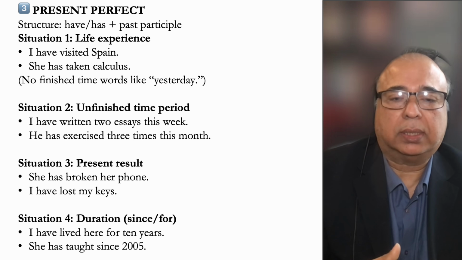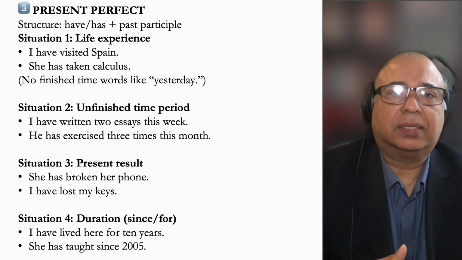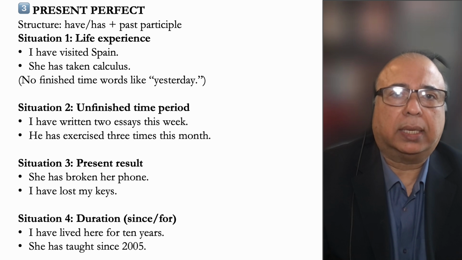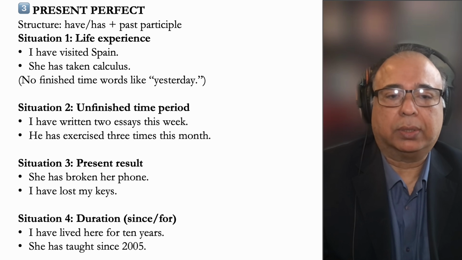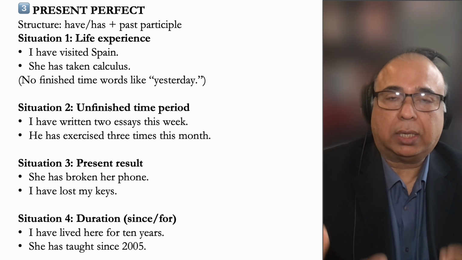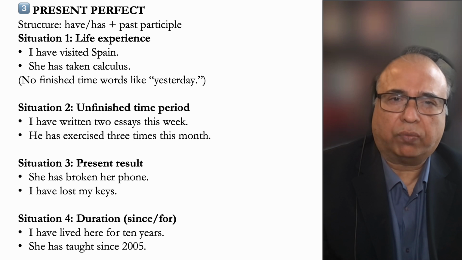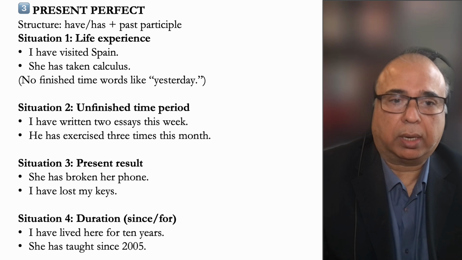Second situation is unfinished time period. Like, I have written 2 essays this week. It doesn't mean that I have finished writing essays. I may write another essay today. But this week, right, within 7 days, Monday through Sunday, I have written 2 essays. Or, he has exercised 3 times this month, but the month is not over yet. He may exercise a 4th time.